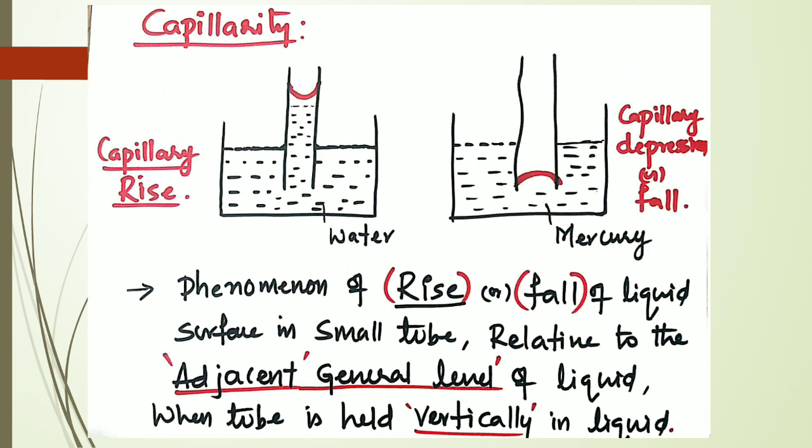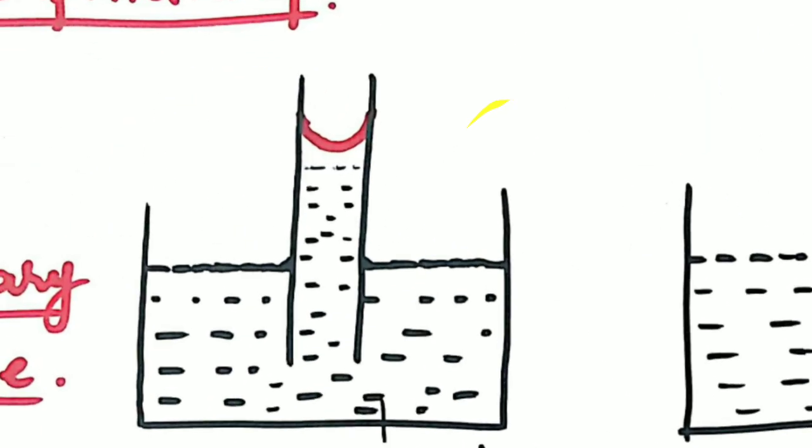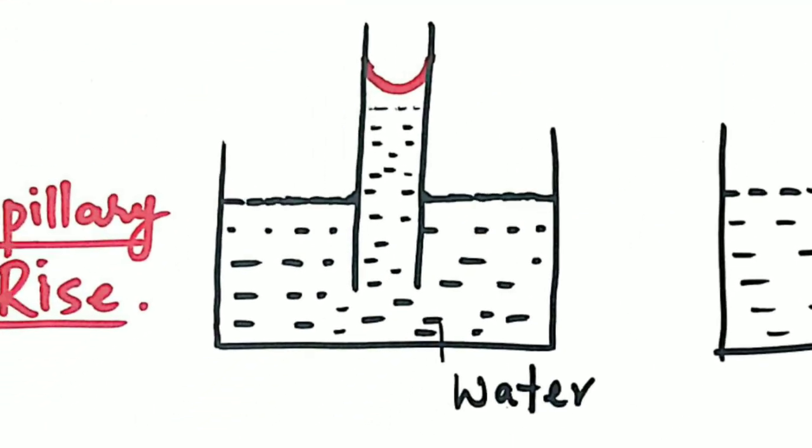If you see the first figure, when there is water, the fluid rises. There is a lift in the fluid, it rises here in the tube. When I take water and a vertical tube, the water rises through that vertical tube. This is called capillary rise.